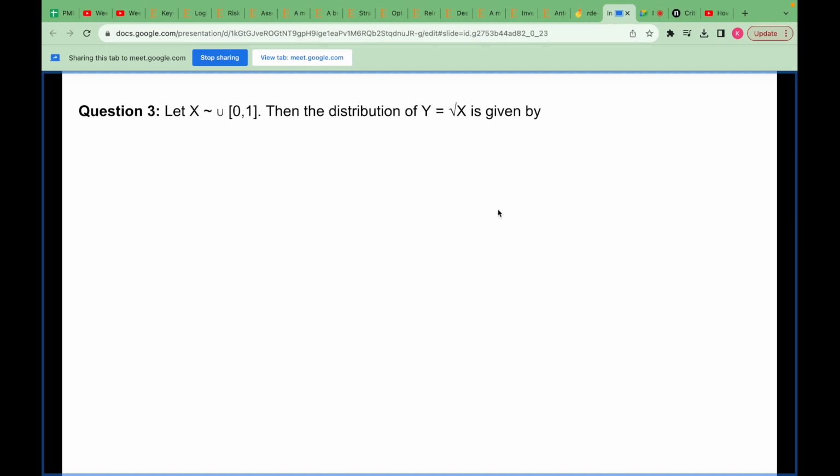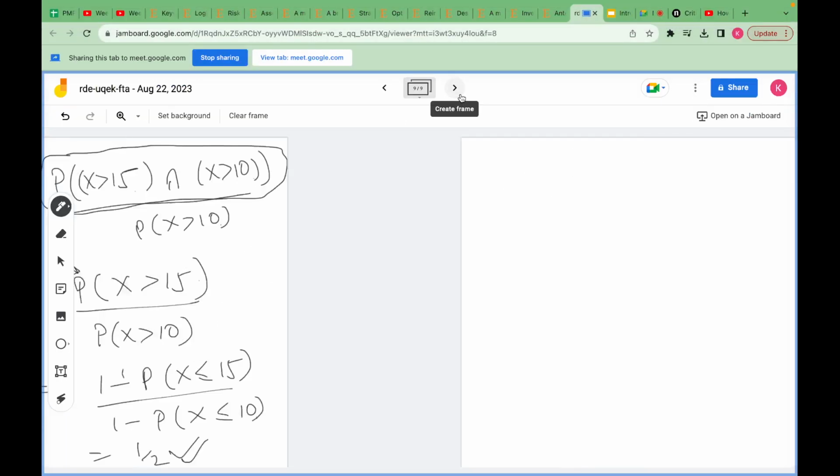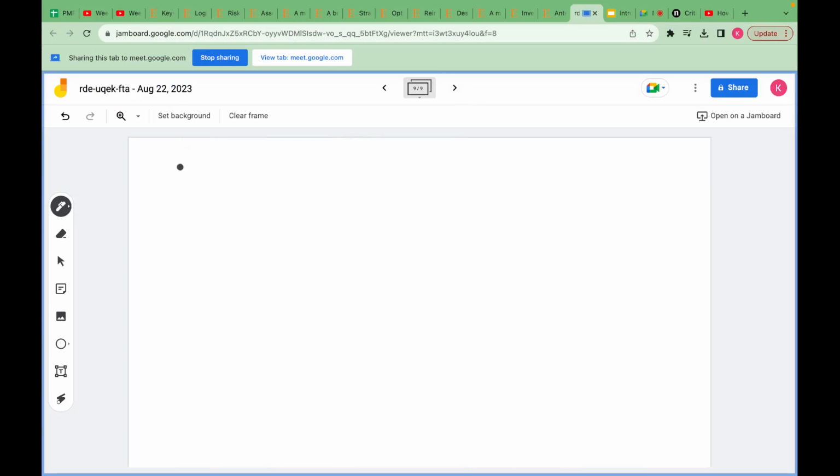It is given that x is a uniform distribution from 0 to 1. Then we need to find the distribution of y, which is root x. So we need to find the distribution function of y. Y is equal to root x, and x is uniform from 0 to 1. Now the probability that Y is less than or equal to y, we can write as root x less than or equal to y.